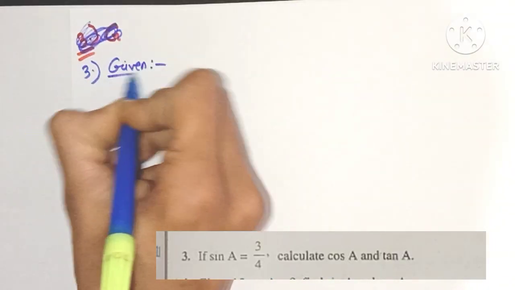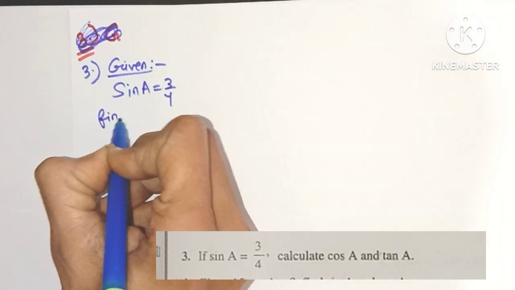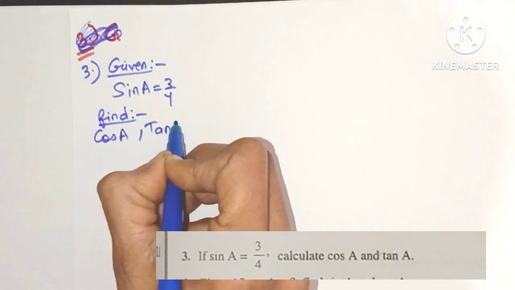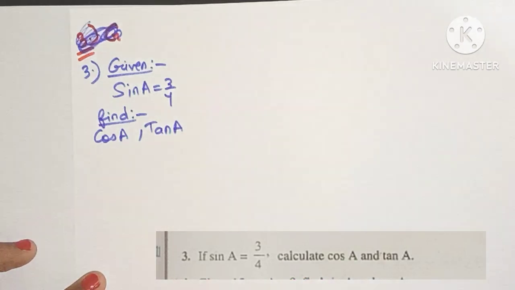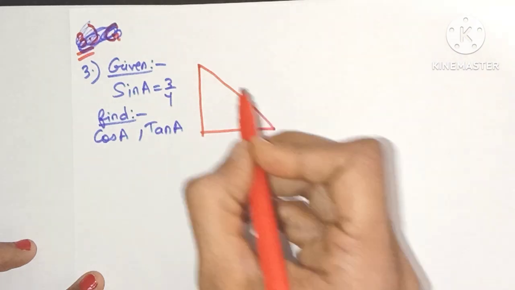It is given to us that sine A is 3 by 4 and we have to find cos A and tan A, friends. Okay, again, no diagram. Never do a trigonometry question without a diagram. So let me draw a simple diagram for this. Obviously, it's a right angle triangle.